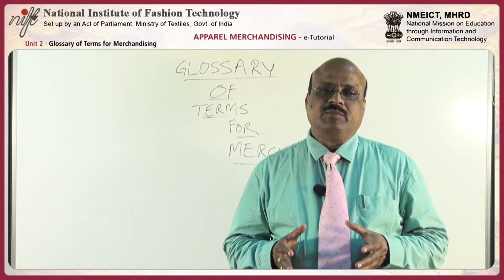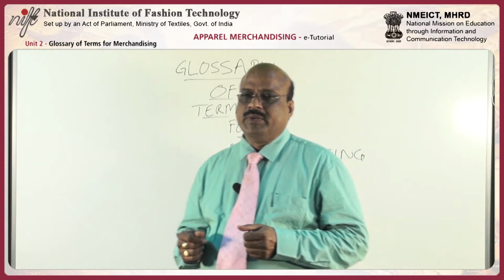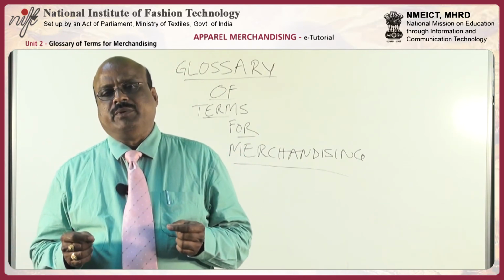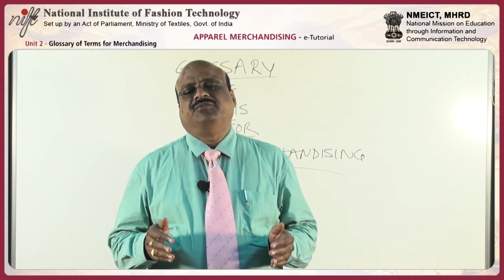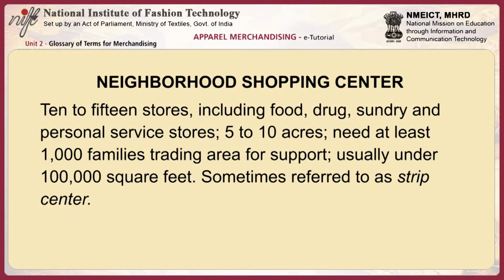The next term is neighborhood shopping center. What is the meaning of neighborhood shopping center? A neighborhood shopping center is a conglomeration of 10 to 15 stores including food, drug, sundry and personal service stores. It may be in an area of 5 to 10 acres, and to sustain it requires at least 1,000 families in the trading area for support, and usually under 1 lakh square feet area. A neighborhood shopping center many a time is also referred to as a strip center.